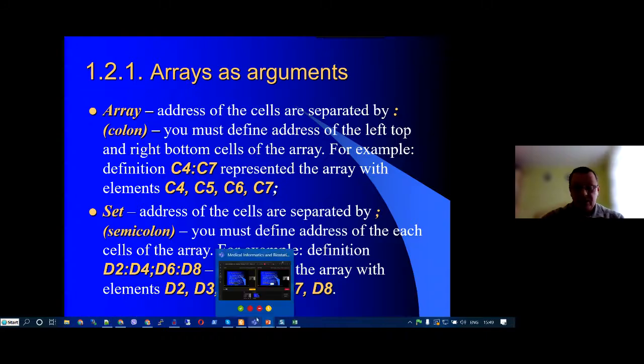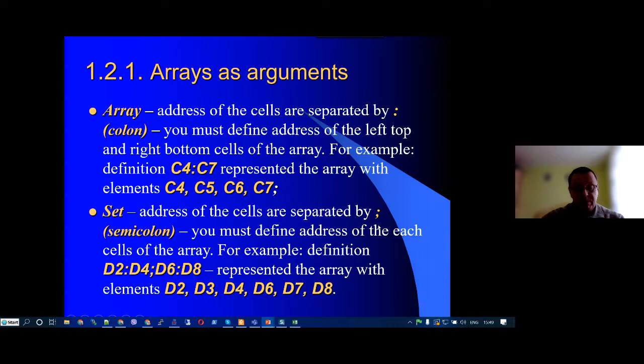Also, especially in statistical calculation, we need to deal with arrays or sets of data. To define an array, we have to provide only its boundaries, like the left top corner and right bottom corner for a square matrix, or beginning and end for a vector, delimited by a colon. Like here, I give an example above.